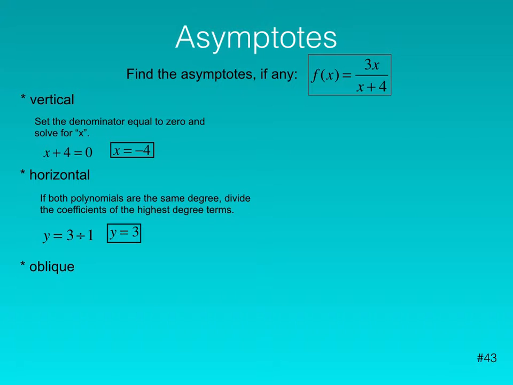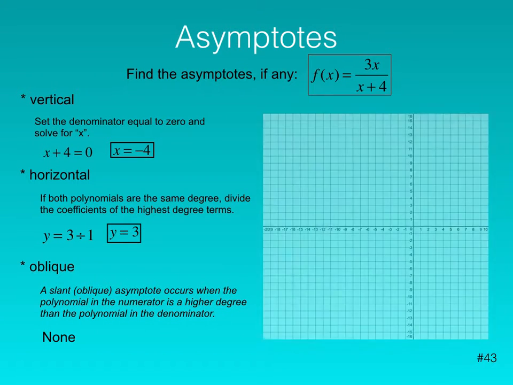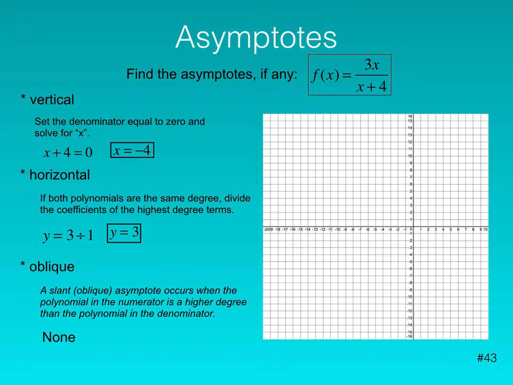Oblique asymptotes occur when the polynomial in the numerator is of a higher degree than the polynomial in the denominator. In this case, there is no oblique asymptote. So now I can use Desmos.com or some other graphing utility to type in the equation form of this function. And when I do, I get a graph that looks like this, and I can check my answers.